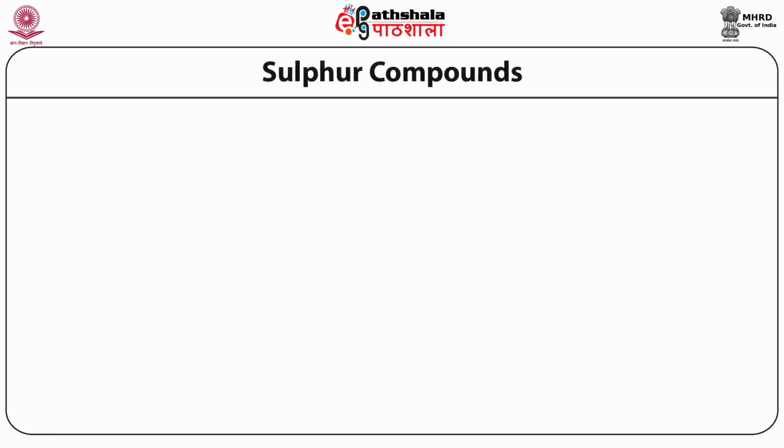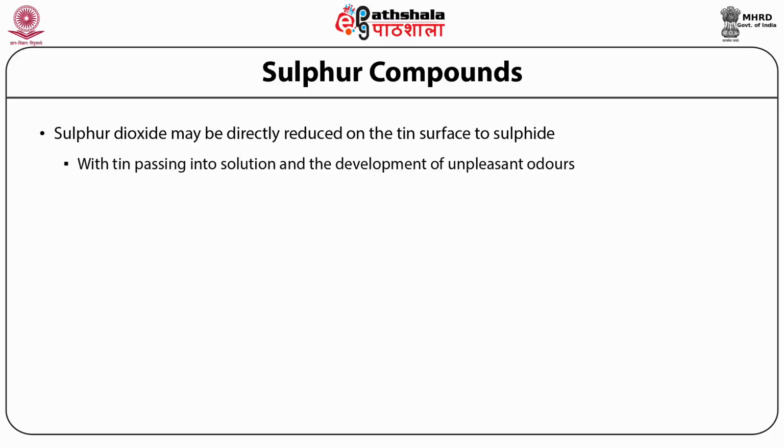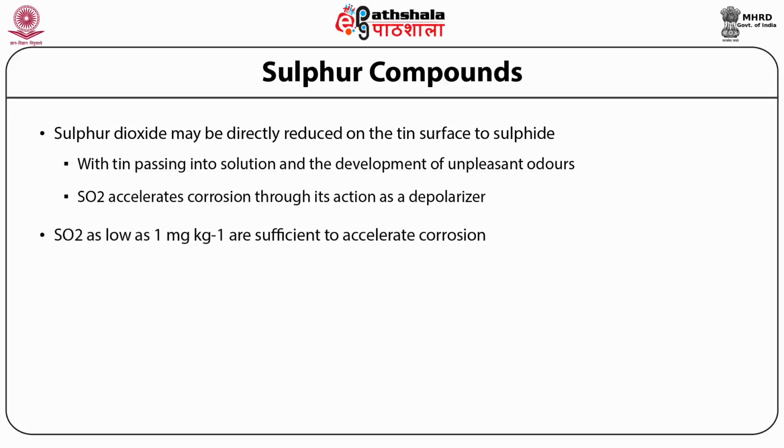Sulfur dioxide may be directly reduced on the tin surface to sulfide or even to sulfur, with tin passing into solution and the development of unpleasant odors and flavors. Residual sulfur dioxide accelerates corrosion through its action as a depolarizer. Trace amounts of sulfur dioxide as low as 1 milligram per kg are sufficient to accelerate corrosion. Such corrosion problems may be overcome by the use of enamelled cans.